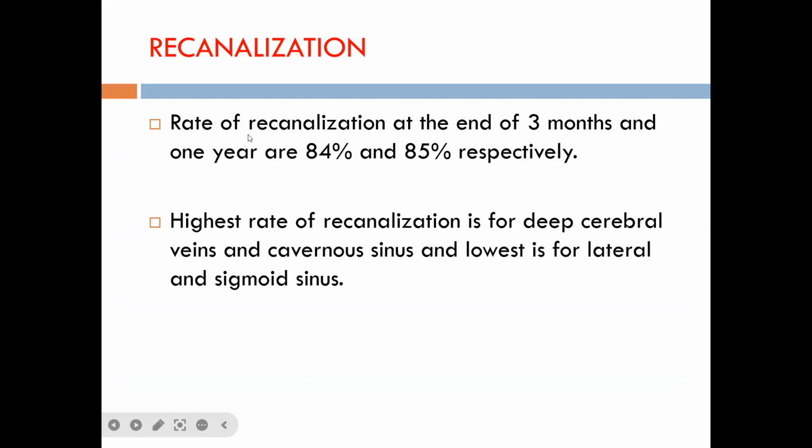Most CVT have a good prognosis. By the end of 3 months, around 80% of patients will have recanalization. At the end of 1 year, around 85% of patients will have proper recanalization. Good prognosis is seen for deep cerebral veins and cavernous sinuses, and the lowest rate of recanalization is for the lateral and sigmoid sinuses. Next slide.